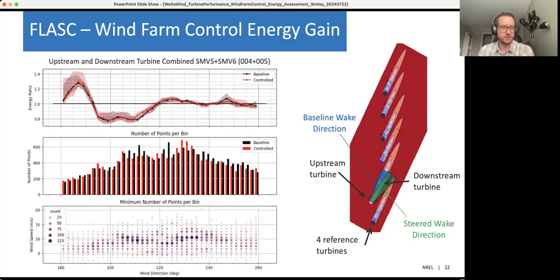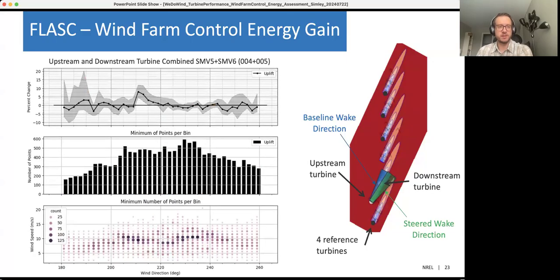This function in Flask also shows how many points or how many samples there are in each wind direction bin. And then it breaks that down into how many samples per wind speed and direction bin on the bottom row. So we can see there aren't many samples on the left side of this plot around 180 degrees. And consequently, we have higher uncertainty in our energy ratios for those directions.